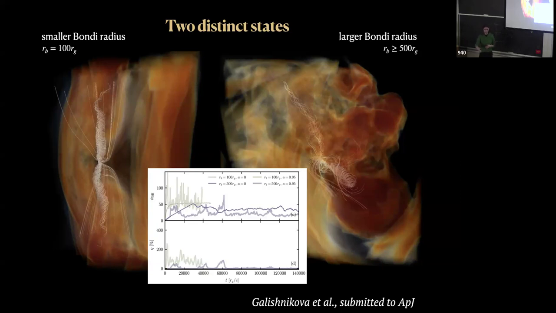So all dynamical parameters above a certain Bondi radius converge. So the result is actually more generic than it might seem at first glance. If you look at the magnetic flux at the horizon as a function of time, and the energy outflow efficiency as a function of time.